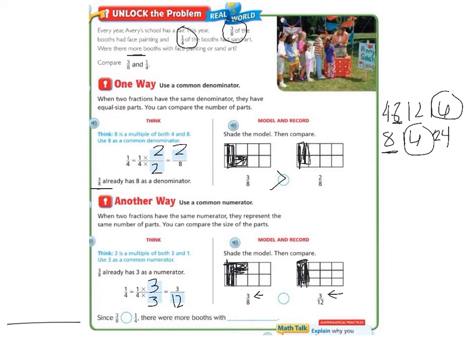And if we look all the way back to our original fractions, we were comparing 3/8 and 1/4. And we know, based on our 2 examples that we showed, that 3/8 is bigger than 1/4. So there were more booths with face painting than there are with sand art.